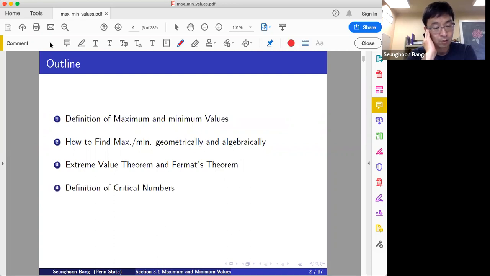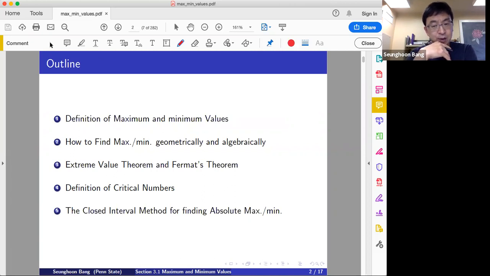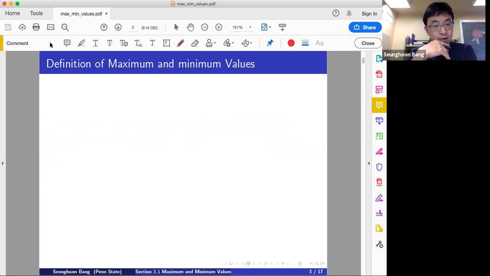Then I want to talk about the critical numbers. The next one: how can you find the absolute maximum and absolute minimum? We have one good method, the closed interval method. This is the definition of maximum and minimum values.